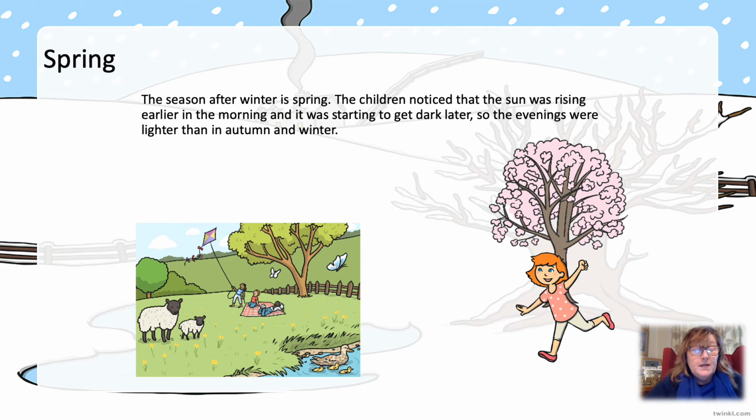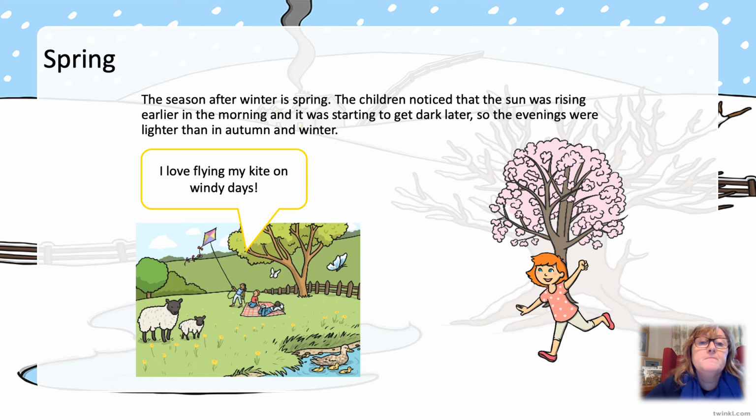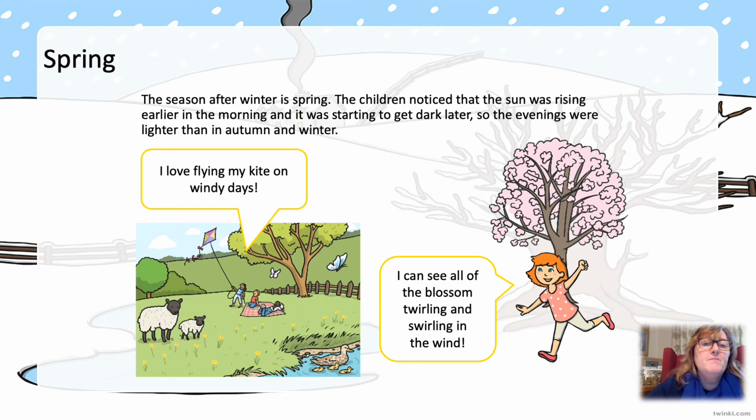And there's probably lots of blossom around at the moment if you have a walk around. I love flying my kite on windy days. I can see all of the blossom twirling and swirling in the wind. And I remember last year when it was spring, that happened in our school playground, and we were all in the playground and lots of the blossom came down on us, and it was like it was snowing, but pink snow. Do you remember?